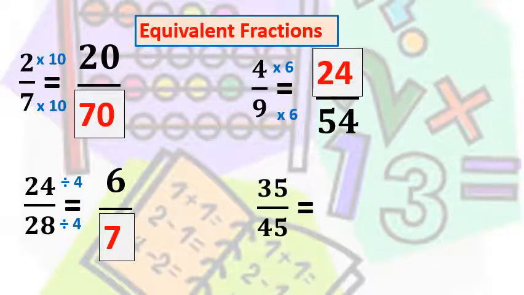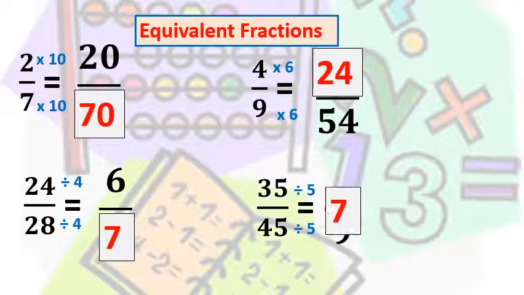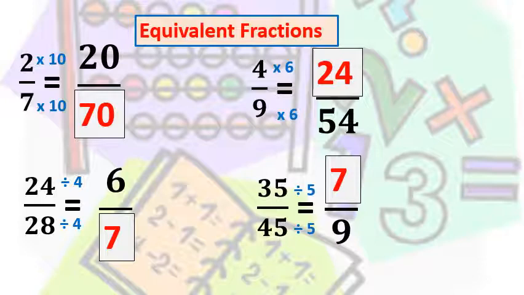Again, 35 over 45 equals what over 9? Let's look at the numbers. Are the numbers getting smaller or bigger? The 45 became a 9. Is it getting smaller or bigger? It's getting smaller. That's why we're going to divide by 5. Divide by 5, so the answer is 7.